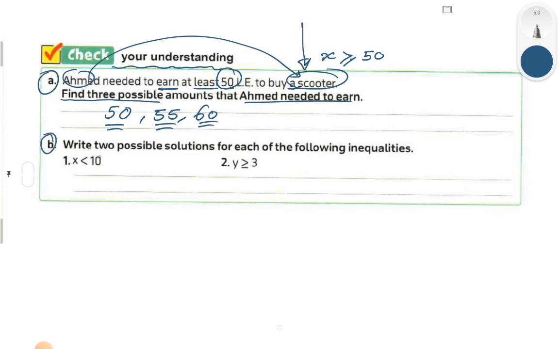B. Write two possible solutions for each of the following inequalities. Inequality number 1. X less than 10. It's not equal to 10, just less than 10. So it's maybe 9, 8, 7, and so on. Y is greater than or equal to 3. Greater than or equal, so I can start with 3 or 4 or 5 or 6 and so on. Okay.